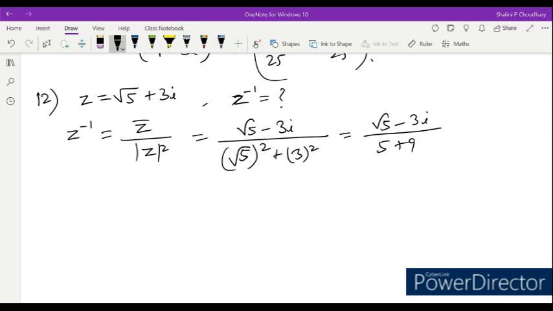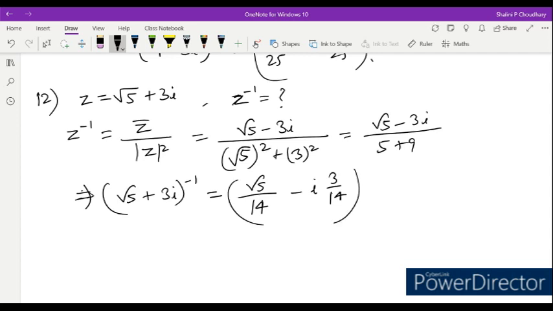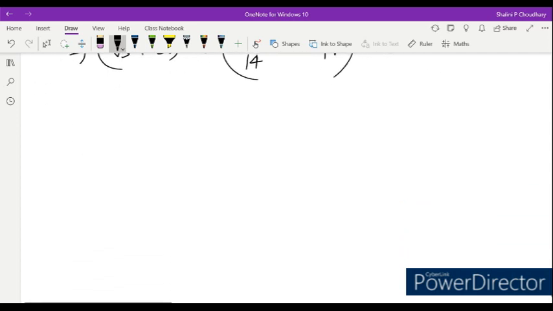So we can write like this: the inverse of square root of 5 plus 3i, the multiplicative inverse, will be equal to square root of 5 upon 14 minus i 3 upon 14. Okay. Now the last question of this exercise, question number 14, what you have to do?